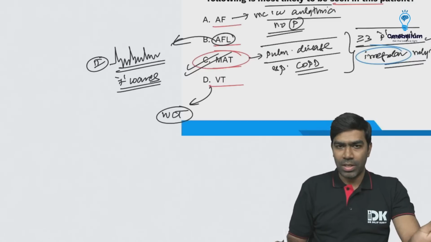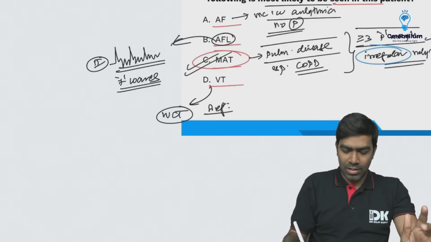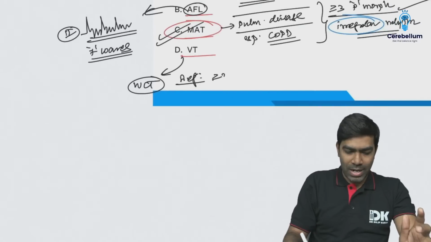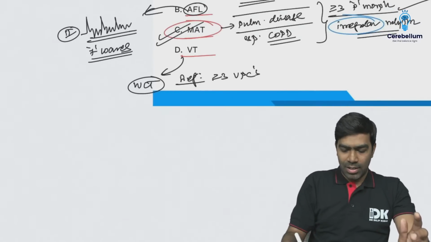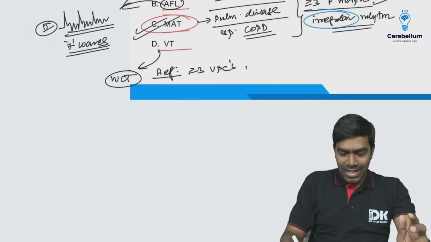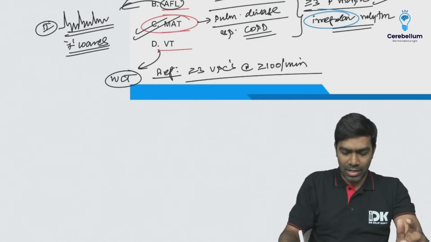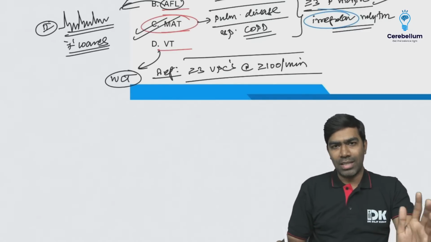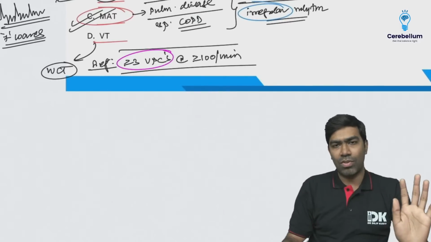And you know the definition of ventricular tachycardia. What is the definition? There should be at least 3 consecutive ventricular premature contractions, and that should occur at a rate of more than 100 per minute. Some books will say 120, but nevertheless, at least 3 consecutive ventricular premature contractions occurring at a rate of 100 beats per minute.